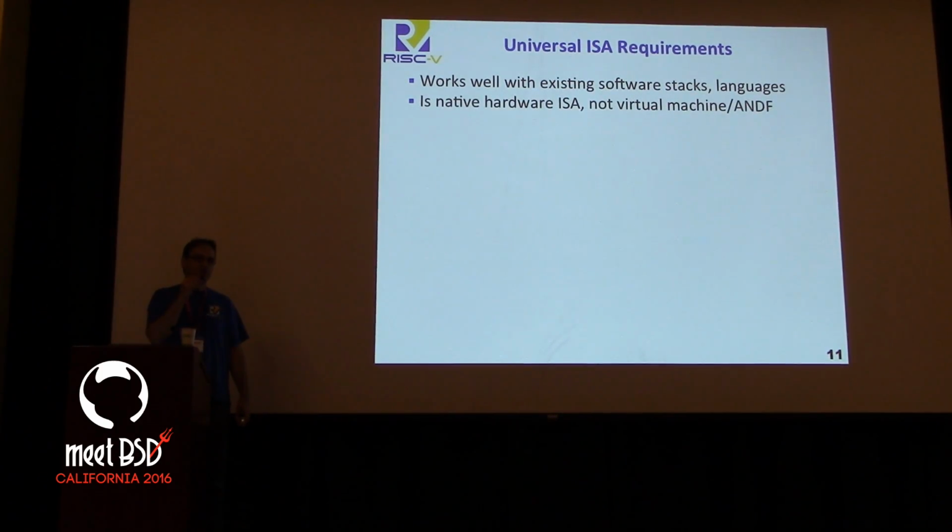And it was important to us, this is a native hardware ISA, not a virtual machine. Some people ask us, why did you do a new ISA? You could have just done a virtual machine that you could port to existing systems. That really is kicking the can down the road. Somebody has to then go build that hardware.